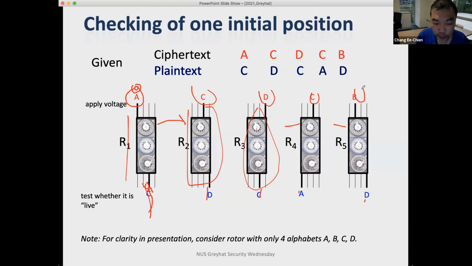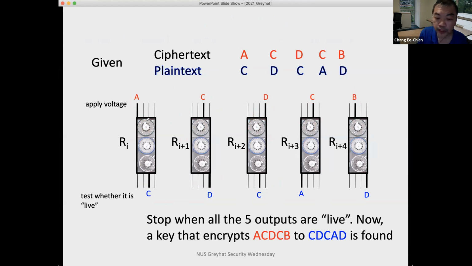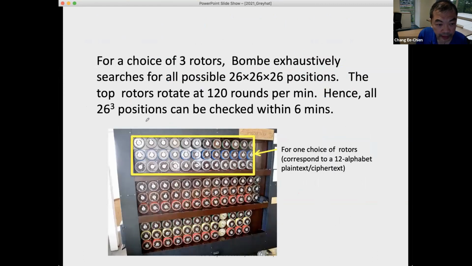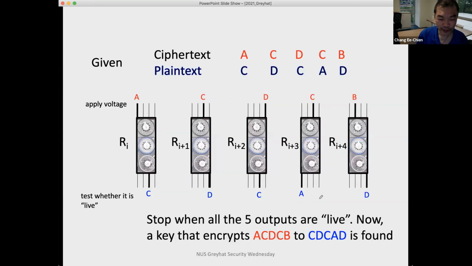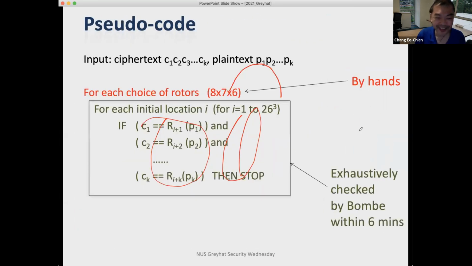After the operator puts it in, you press the button, then there's a motor that starts to rotate this, and keeps rotating this very fast. How many rounds do they rotate? They say they rotate at 120 rounds per minute. So the top one will rotate 120 rounds per minute. Then after 6 minutes, they have covered all 26 raised to the power of 3 possible locations. So now they do the exhaustive search.